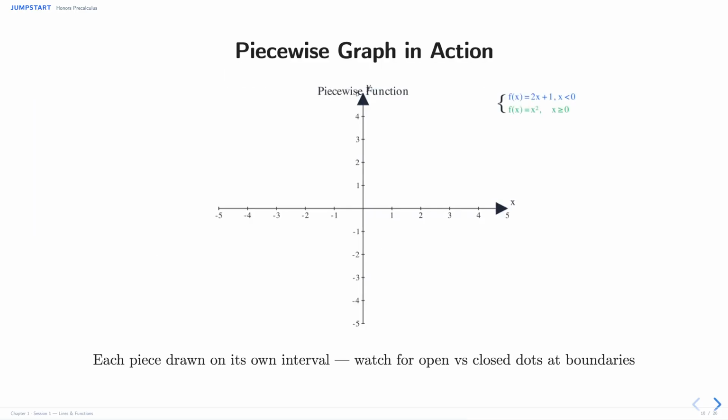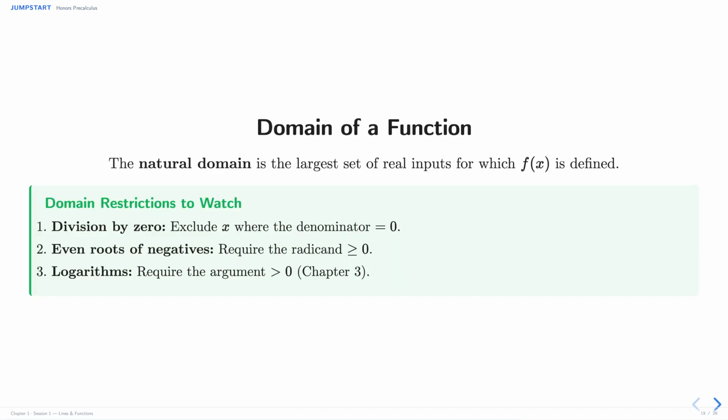In this animation, you'll see how the piecewise function is graphed. Each piece is drawn on its own interval, so pay attention to the open versus closed dots at the boundaries. The linear piece applies for values less than 0, while the quadratic piece applies for values greater than or equal to 0.